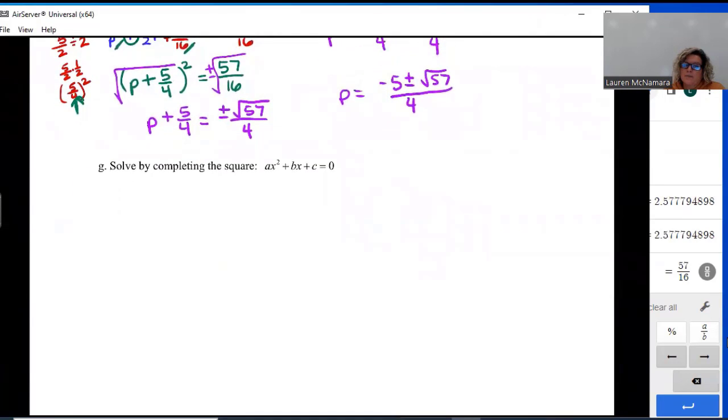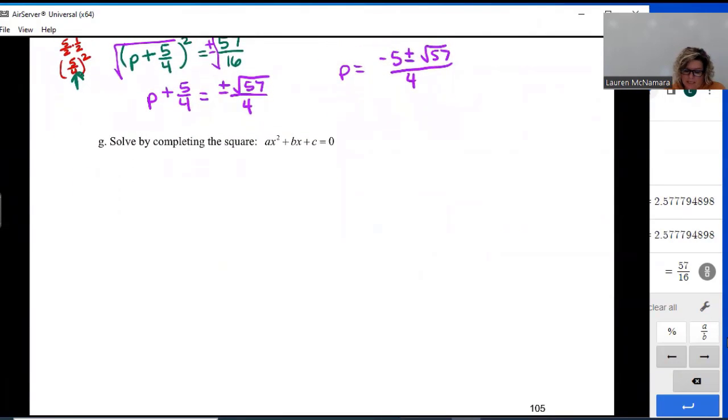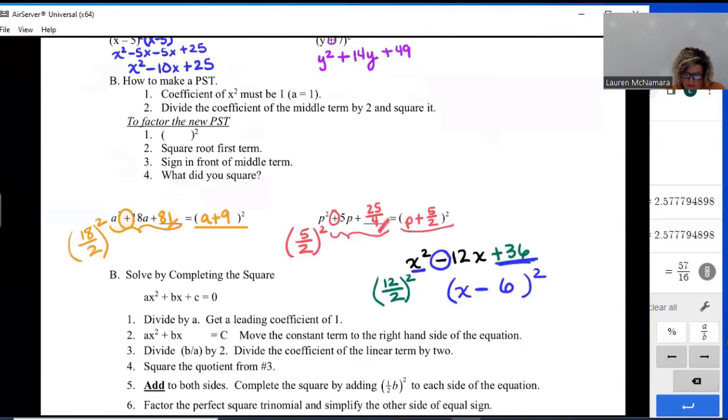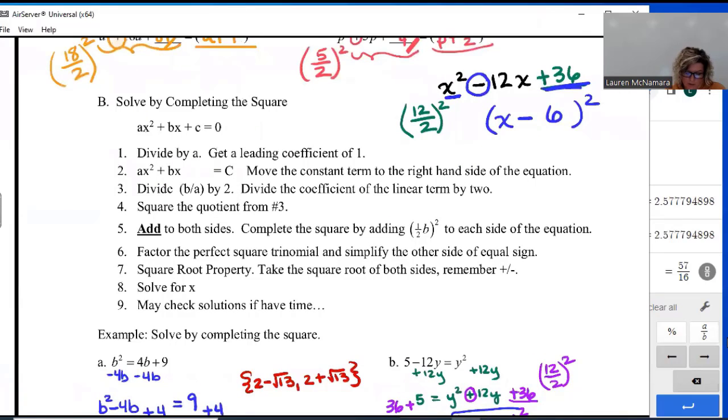All right, G says solve by completing the square. That's what these directions are really going to say. So notice that I'm starting off with my actual quadratic equation in standard form. So I'm going to take a quick picture and I'm going to put it over there.